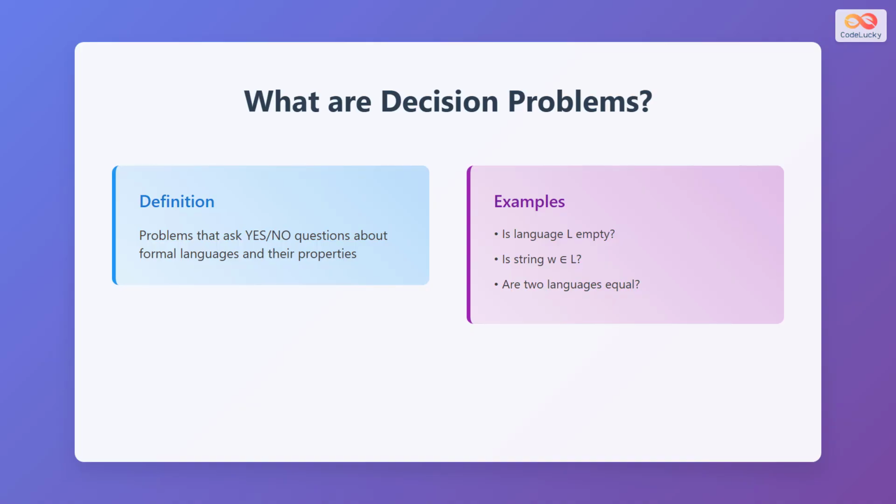Let's define decision problems. These are problems that can be framed as asking a yes or no question about formal languages and their properties. For example, asking whether a language L is empty, asking whether a string W is a member of language L, or asking whether two languages are equal are all examples of decision problems.